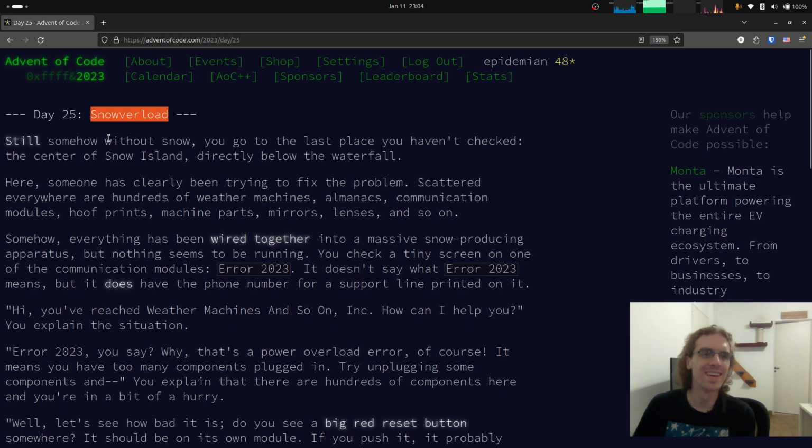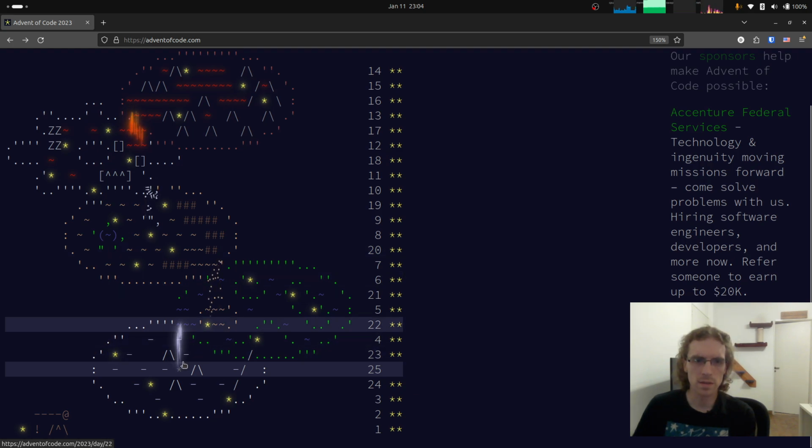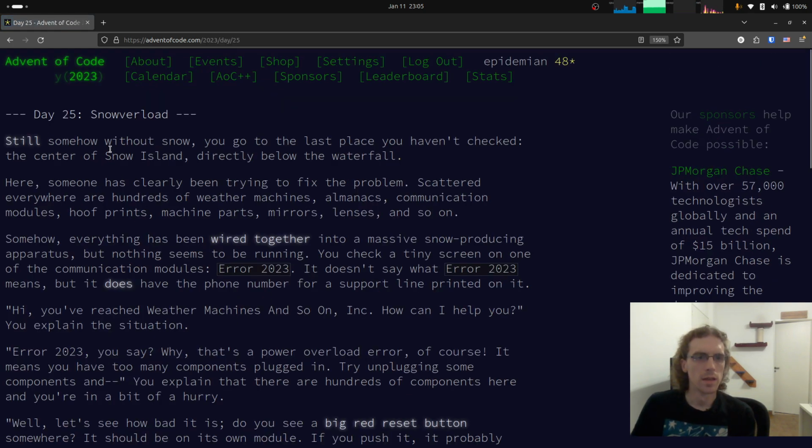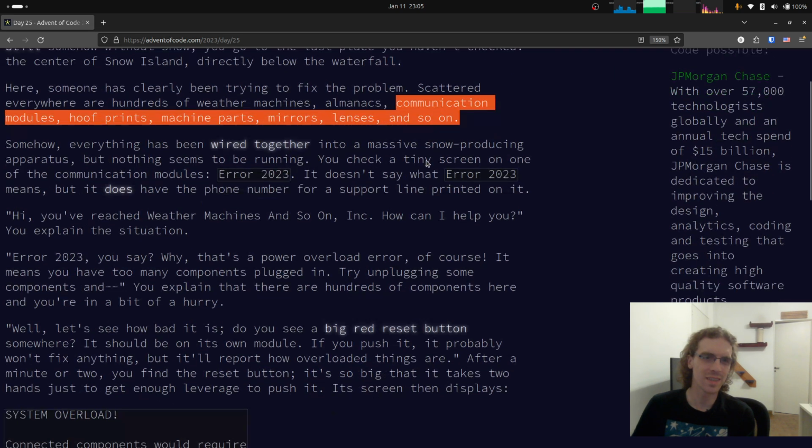Snowverland, okay. Still, somehow without snow, you go to the last place you haven't checked, the center of Snow Island, directly below the waterfall. Okay, so in the previous days we have activated the waterfall that comes flowing down from Island, so we are in the center of Snow Island. Here, someone has clearly been trying to fix the problem. Scattered everywhere are hundreds of weather machines, almanacs, communication modules, hoof prints, machine parts, mirrors, lenses, and so on. So okay, we're having everything from the previous days.